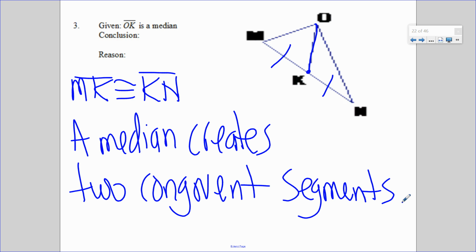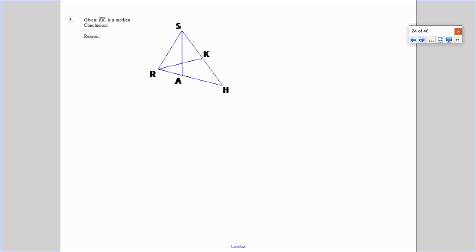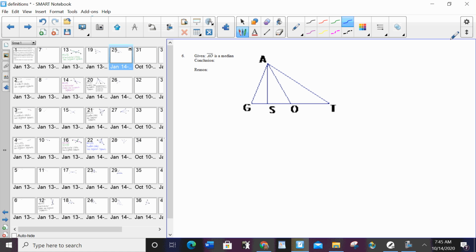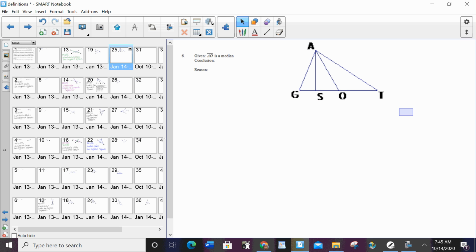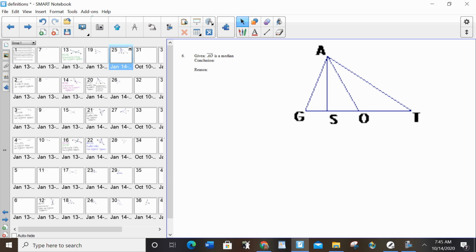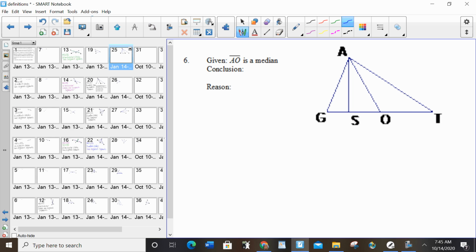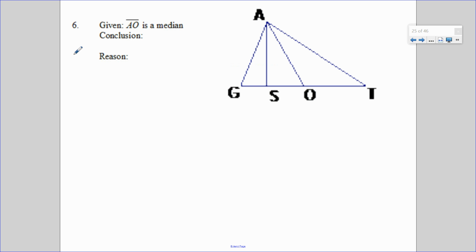All right, I want to skip ahead to number 6. 6 is a little tricky. I want you to try it on your own. So pause this video and try it on your own. And when you're done, unpause it. Okay, now that you tried it on your own, there's a little twist in this one. Let's see if you got it right.